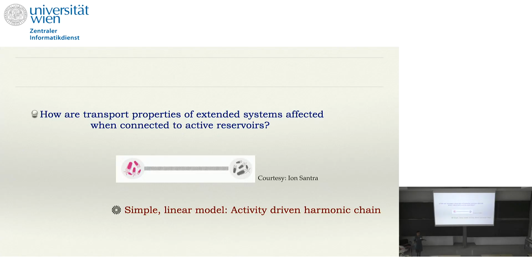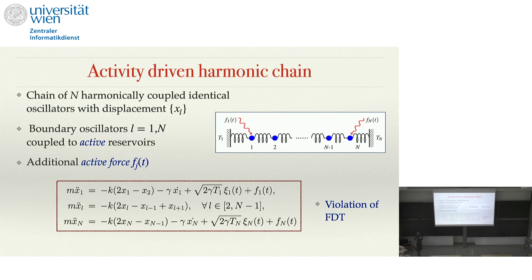So we have two active reservoirs and a system which is connecting these two reservoirs. And what we are trying to see is how the transport property of this system changes when, instead of thermal reservoirs, we consider active reservoirs. I'm going to take a very simple linear model. I will not consider the complications Omar mentioned. I'll just take the zeroth order approximation, in the sense that the active reservoirs will be modeled by just an extra force acting on the boundary oscillators. I'll not take into consideration what happens to the dissipation.